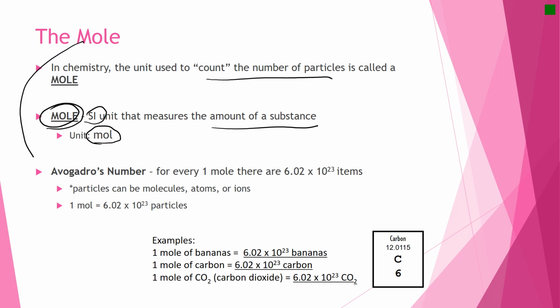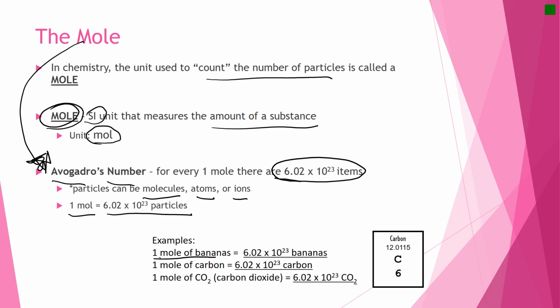The mole is actually equivalent to, it's also known as Avogadro's number, okay? And Avogadro's number is equal to 6.02 times 10 to the 23rd. Avogadro was the guy who figured this number out. So what you need to understand is that the mole is equal to Avogadro's number, which is equal to 6.02 times 10 to the 23rd whatevers. And that whatevers could be particles. Typically in this class, it'll be molecules or atoms or ions. So 1 mole is equal to that many particles.